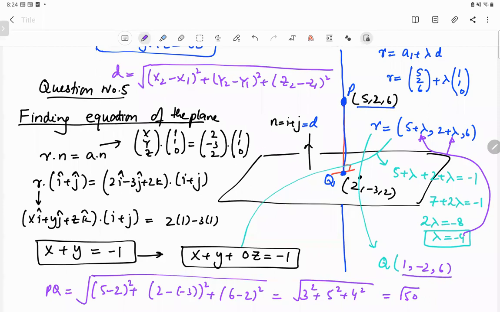Okay. Oh, yeah, I mixed. The coordinates of Q over here are 1, -2, 6. So I confused the point I call A. I mixed those coordinates of A with the coordinates of Q.